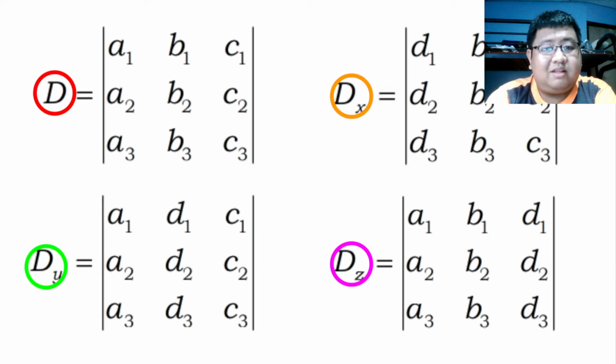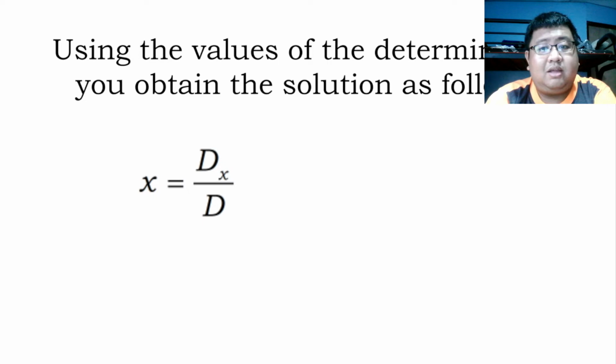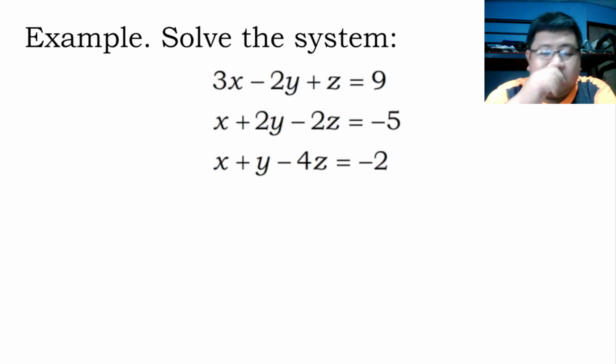So using these four values, using the values of those determinants, you obtain the solution as follows. For x, you use dx divided by d. For y, you have dy over d. And for z, you have dz over d. As an example, you're going to solve the system. 3x minus 2y plus z is equal to 9. x plus 2y minus 2z is equal to negative 5. And x plus y minus 4z is equal to negative 2.